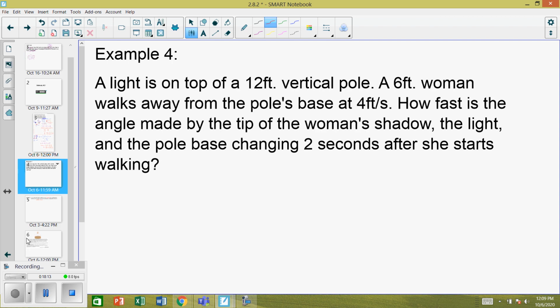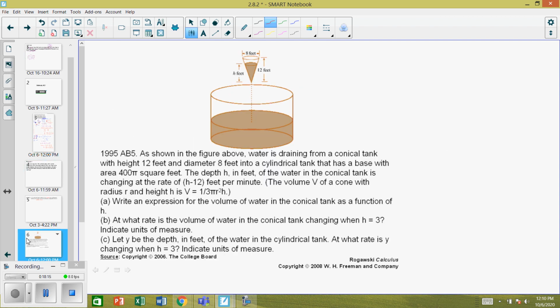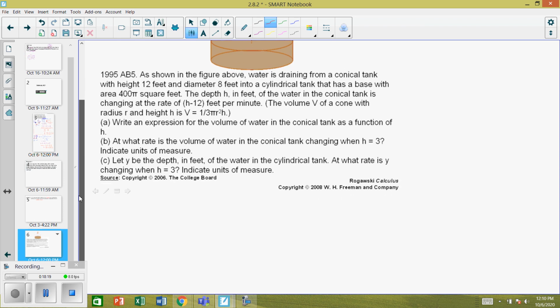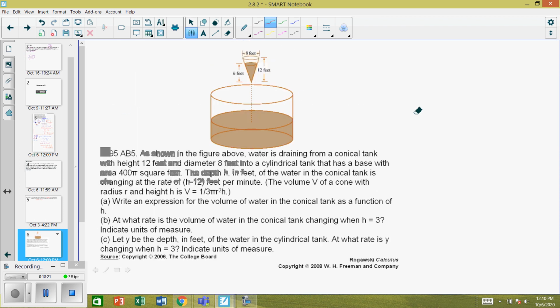I definitely want to do example 4, and I definitely want to do this one with y'all in class. I wasn't going to do this on the video at all, because this is our first official free response question that we're going to do. It's from 1995, question number 5 on the AP response. So this is exciting. We get to finally do a question.